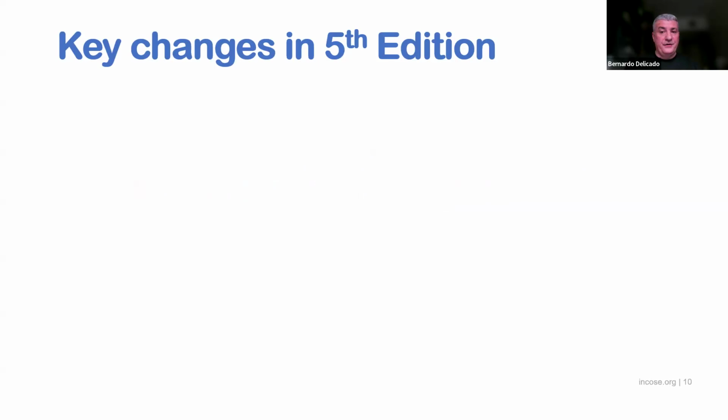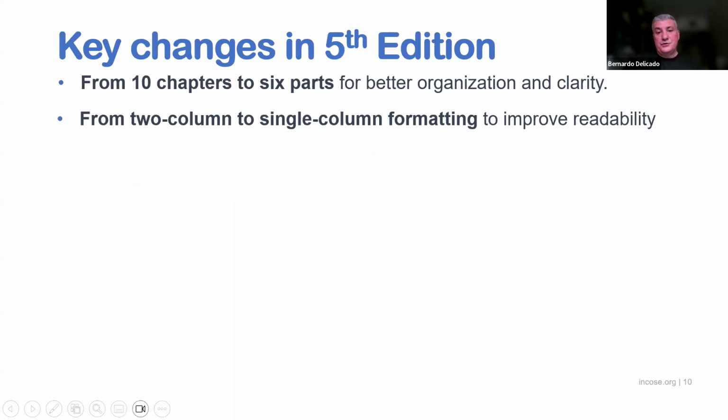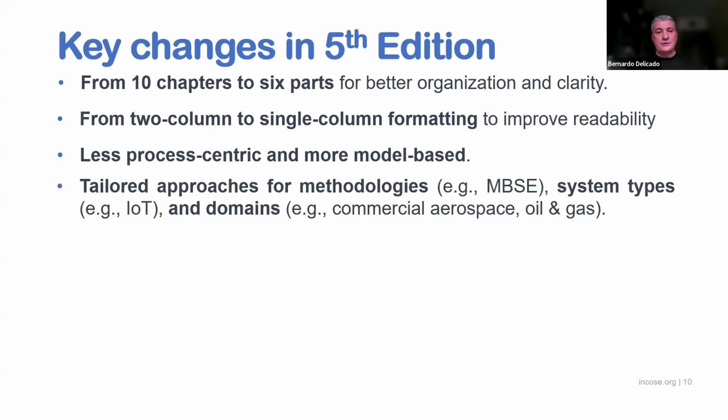Key changes in 5th edition. We moved from 10 chapters in 4th edition to 6 parts for better organization and clarity, from 2-column to single-column formatting to improve readability, less process-centered and more model-based. We also move to include tailored approaches for methodologies, for system types, and for domains.